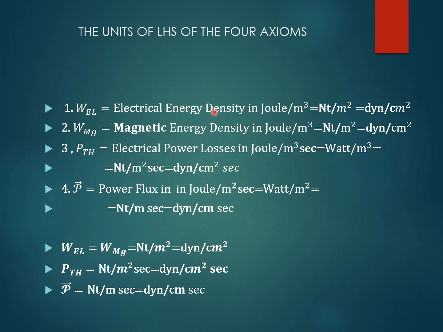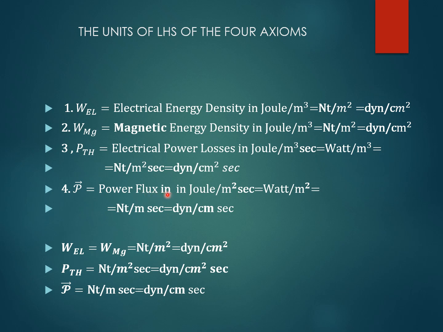The electrical energy density is in joule over cubic meter or Newton over meter square, equals D over centimeter square. The same applies for the magnetic energy, and the unit is in Newton over meter square or D over centimeter square. The electrical power losses are in joule over cubic meter and second or watt over cubic meter, equals Newton over meter squared and second, equals D over centimeter square and second.